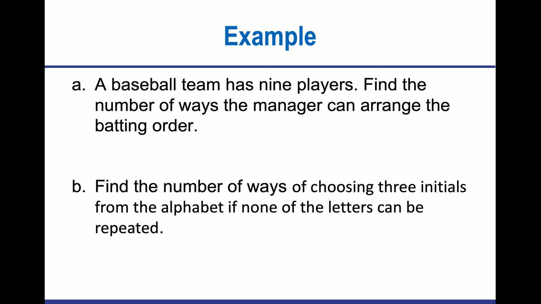So a baseball team has 9 players. If I want to find the number of ways the manager can arrange the batting order, that means the first batter has 9 options. The second batter, though, only has 8 options because he can't bat again. Then there's 7, 6, and so on. So I'm going to do those slots: 9 for the first batter, 8 for the second, 7. Multiply them all together, so there are 362,880 possible ways to run that batting list.